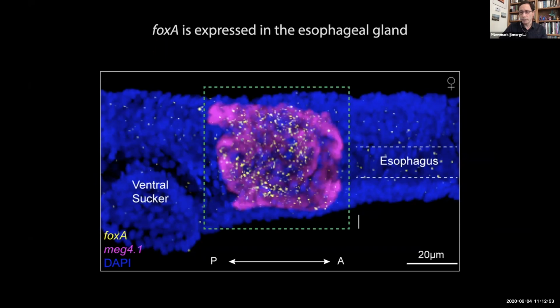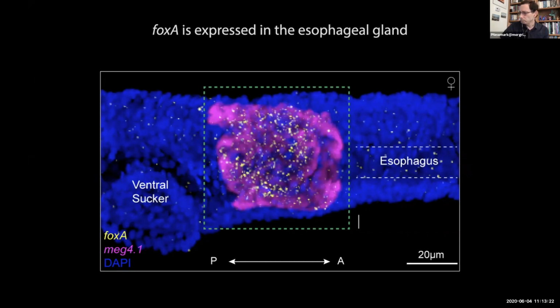So this is well known for its role in organ development in the pharynx in C. elegans, the pharynx in planarians, and endoderm development in mammals. And in schistosomes, it's expressed abundantly within the esophageal gland. This is a fluorescence in situ image with FoxA expression shown in yellow, and then this esophageal gland marker in magenta. This animal's anterior is here. Here's the ventral sucker. The mouth would be out here. So the gland, again, surrounds the base of the esophagus.